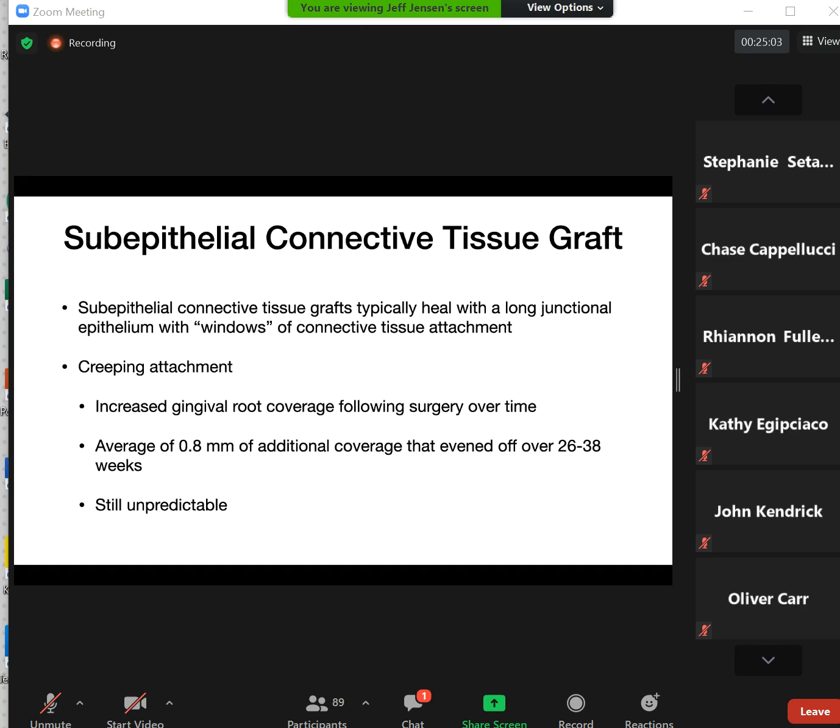But there's a term just to be familiar with called creeping attachment, where over time, after the gum graft, they may actually see some increased attachment.